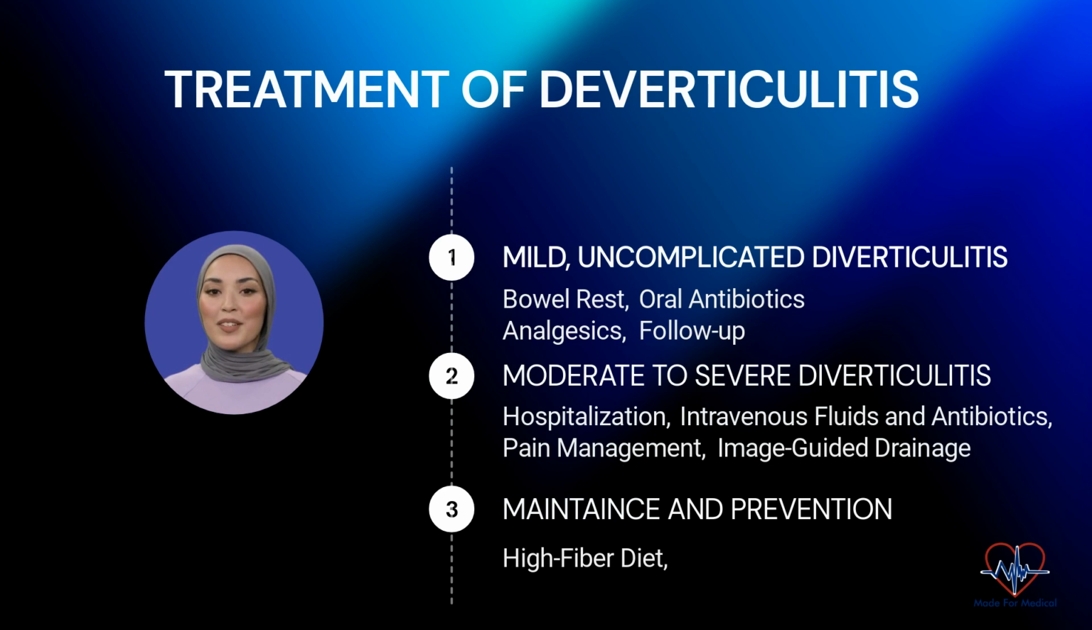Encourage patients to adopt a high-fiber diet rich in fruits, vegetables, whole grains, and legumes. Adequate dietary fiber promotes regular bowel movements and reduces the risk of diverticulitis recurrence. Emphasize the importance of maintaining proper hydration by consuming an adequate amount of fluids daily. Regular exercise. Encourage regular exercise and physical activity to promote bowel regularity.